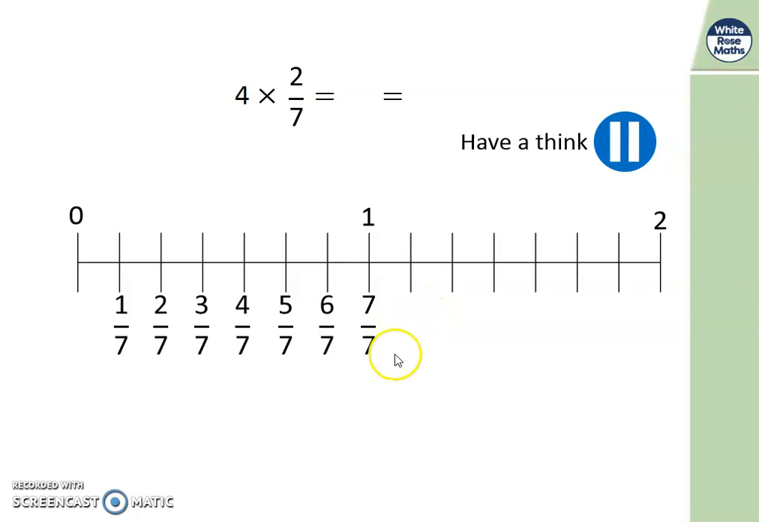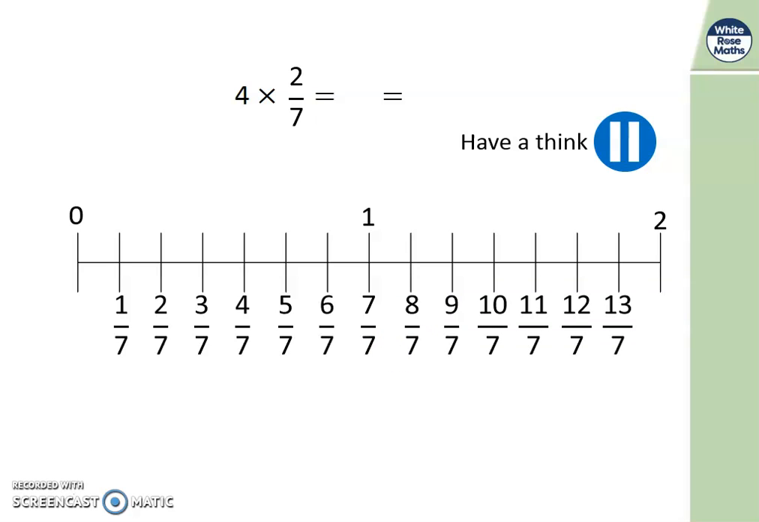Continue on with my improper fractions. 8, 9, 10, 11, 12, 13 7ths, and 2 wholes is 14 7ths. Now I need to go in jumps of 2 7ths. So this will be my first jump from my 0, and I need 4 of those jumps. That's 1, 2, 3, 4 jumps, and I land here on 8 7ths. So we write that answer here.